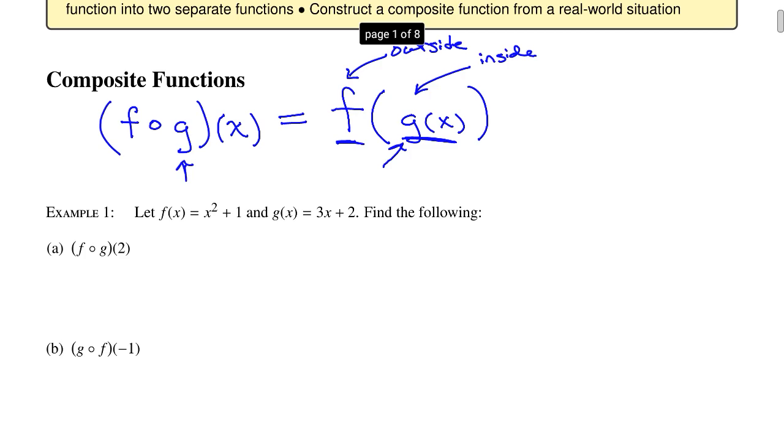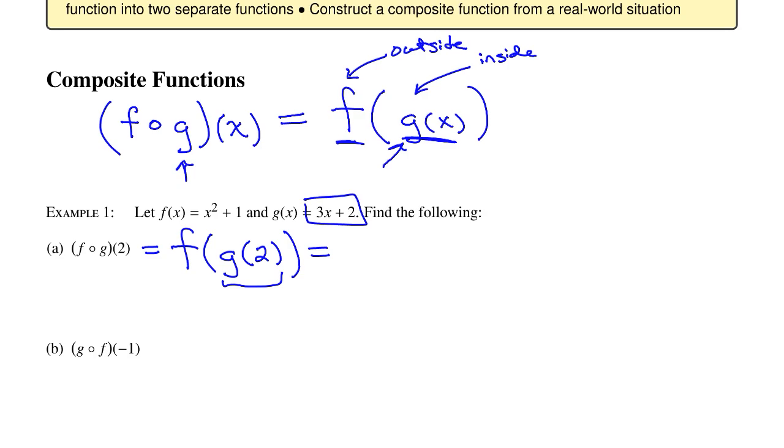Example 1, let f of x equal x squared plus 1 and g of x equal 3x plus 2. Find the following. A is f composed with g of 2. That literally means f of g of 2. So the first thing I'm going to evaluate is what is g of 2? Well, the g function is this 3x plus 2 function, so I'm going to plug 2 into that. I'm going to write it all out here. So it's going to be f of, and now I plug in the 2 into the g function. So 3 times 2 plus 2, that turns out to be 8, so we have f of 8.